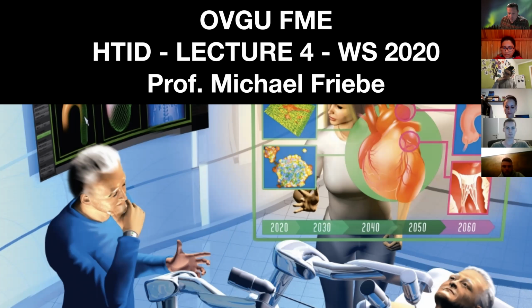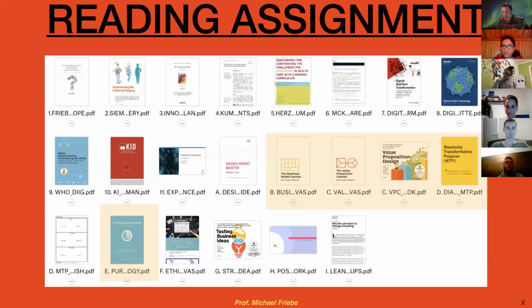Yeah. So let's get started. I hope it should actually work. Why doesn't it work? So now we go. So this was the reading assignment. So I hope that everybody read it, because we will talk today about value propositions. We'll talk about business models. We'll talk about massive transformative purpose, and we'll talk about the Launchpad methodology. And that's all at least to a certain extent covered here.